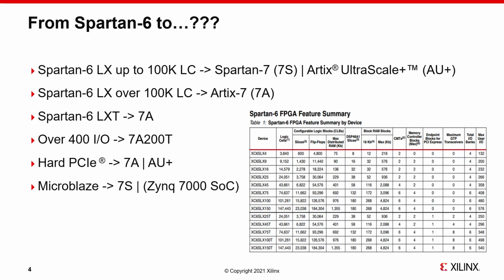The Spartan-7 doesn't include transceivers, so if your Spartan-6 design had GTPs, then you're going to need to migrate maybe to an Artix-7 or something else. The Spartan-6 pad ring layout allowed for more I/O per unit die area, so there are a few instances where high I/O utilization designs will need to migrate to the 7A200T device. If using the Hardin PCIe, should the design move to an Artix-7 or maybe an Artix UltraScale+?